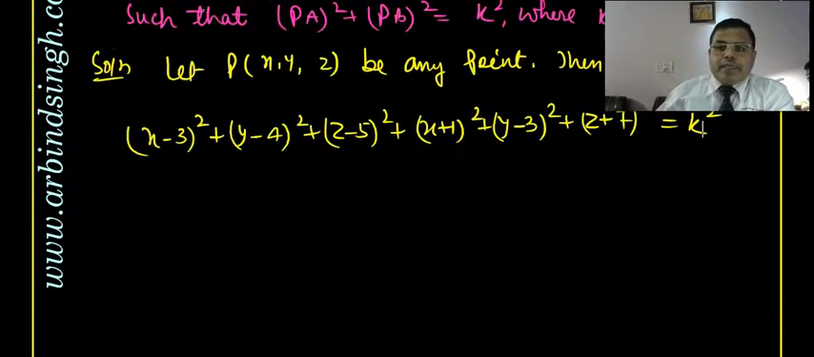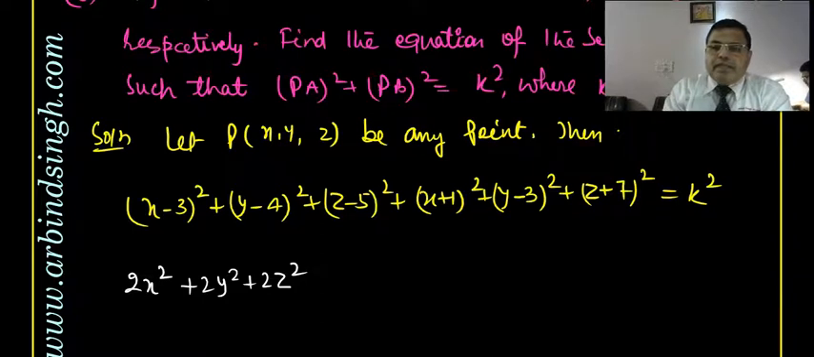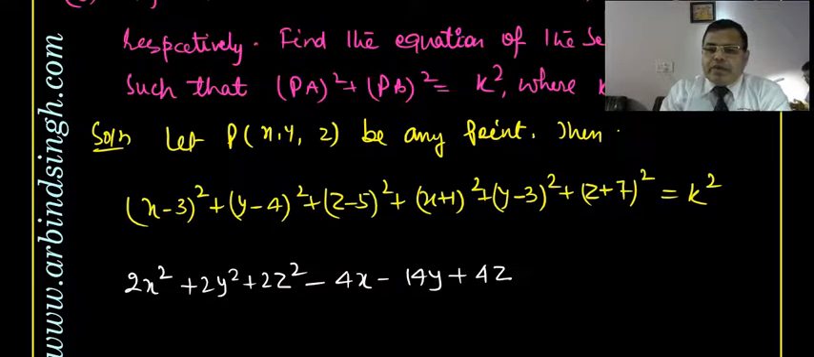That will give, if you simplify this, x square from here and x square from here, so it will be 2x square, 2y square, and 2z square. Now, here it will be minus 6x and here plus 2x, so that will be minus 4x. Here minus 8y and here minus 6y, 8 and 6 is 14, so minus 14y. Here it will be minus 10z and here 14z, so that will be 4z. And there is 9 plus 16, 25 plus 25, 50.